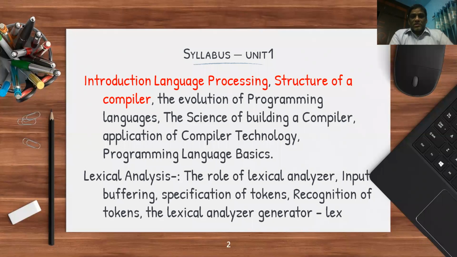In our previous class, we discussed introduction to language processing and also the structure of compiler. And today, we'll cover evolution of programming languages, science of building a compiler, application of compiler technology, and some programming language basics. These are very basic concepts.